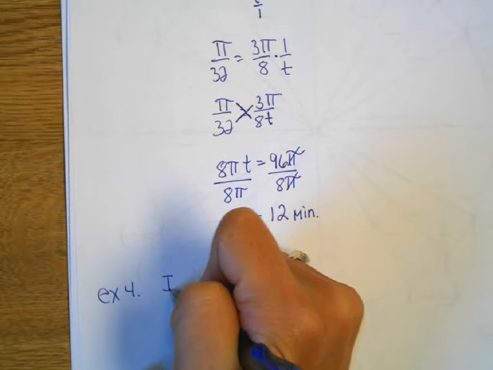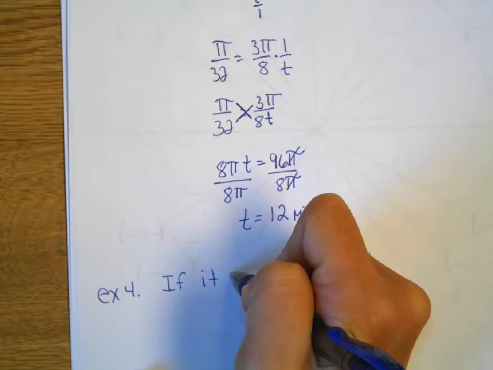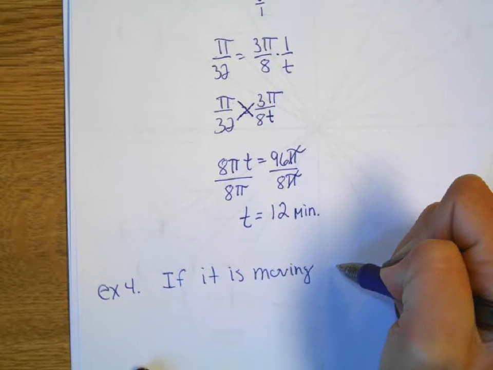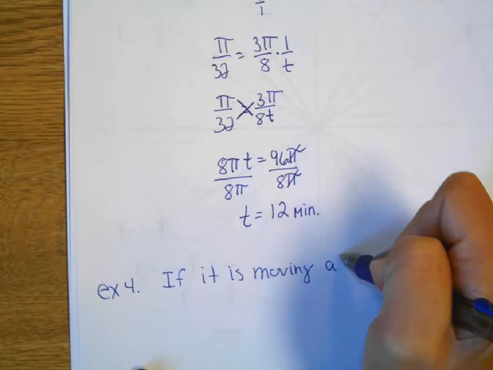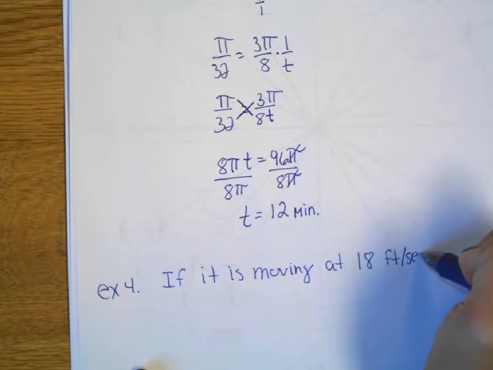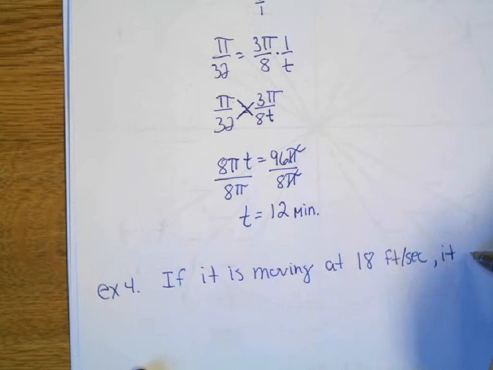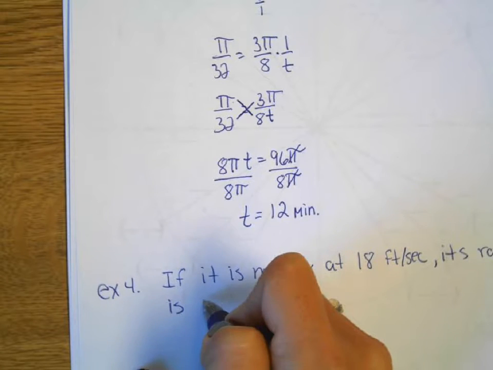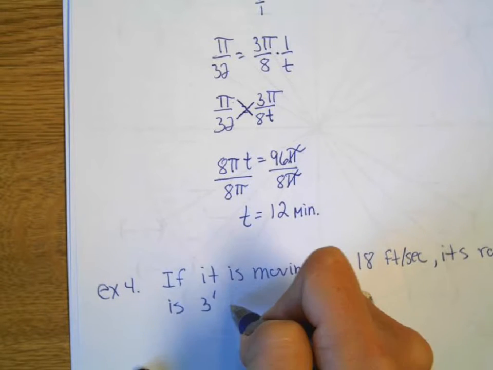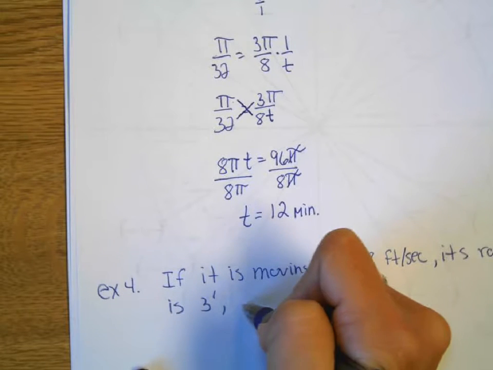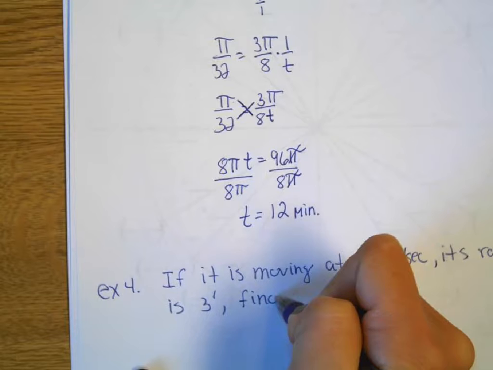If it is moving at 18 feet per second, its radius is 3 feet. Can you find its angular velocity?